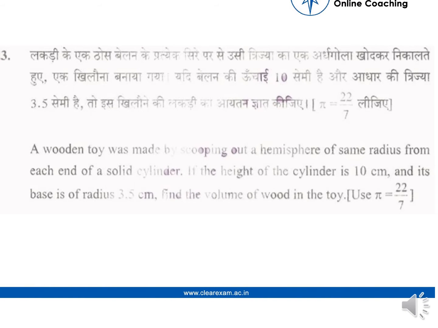A wooden toy was made by scooping out a hemisphere of the same radius from each side of the solid cylinder. If the height of the cylinder is 10 centimeter, let's note that down, and its radius is 3.5, find the volume of the wood of the toy.